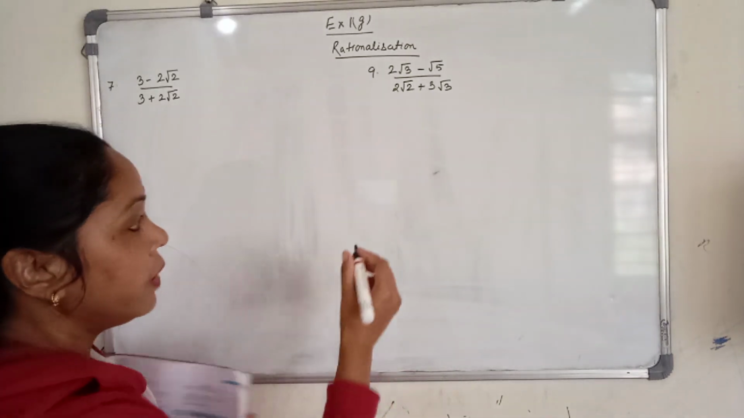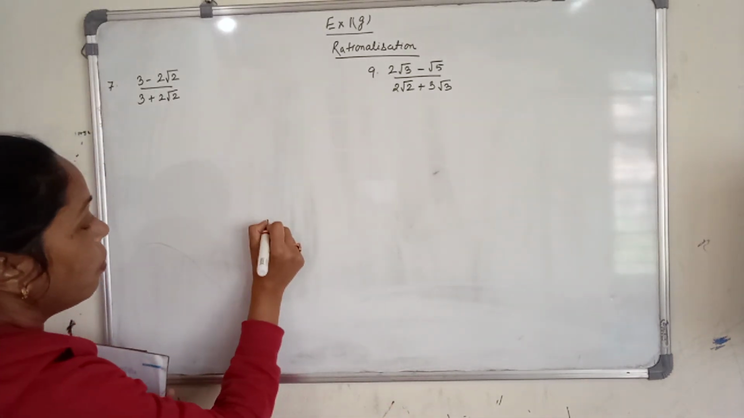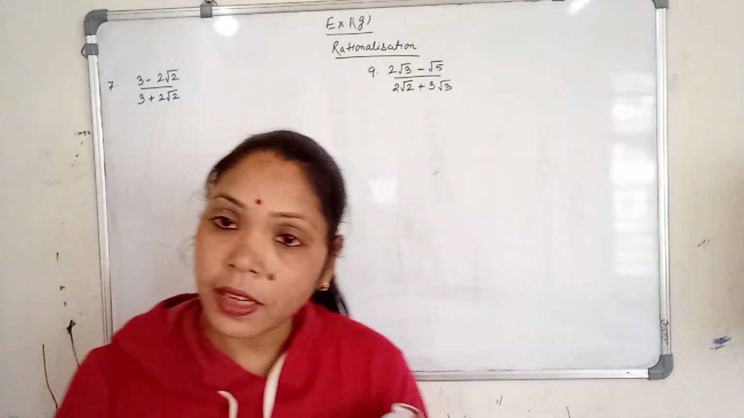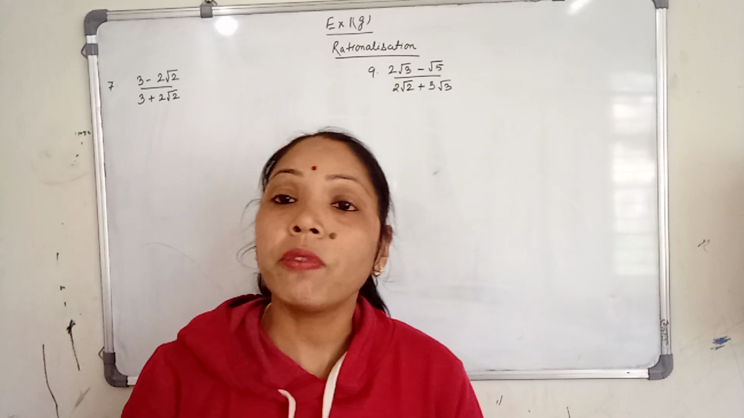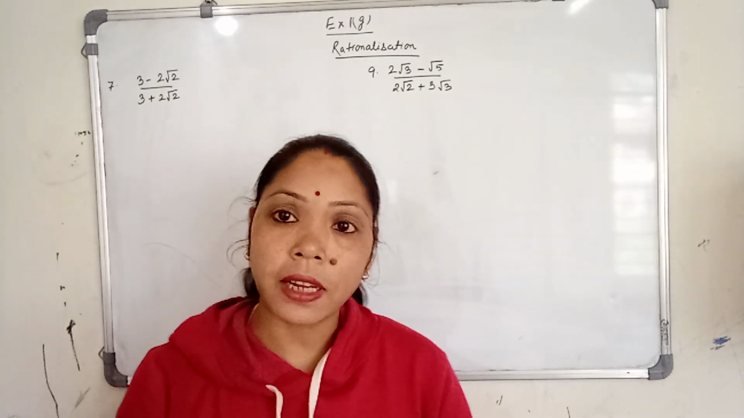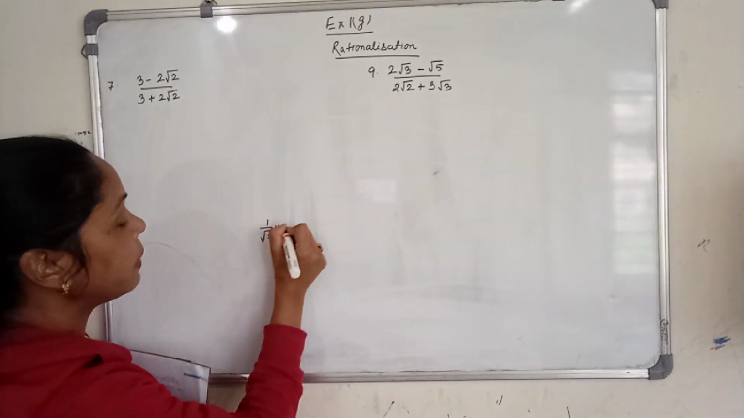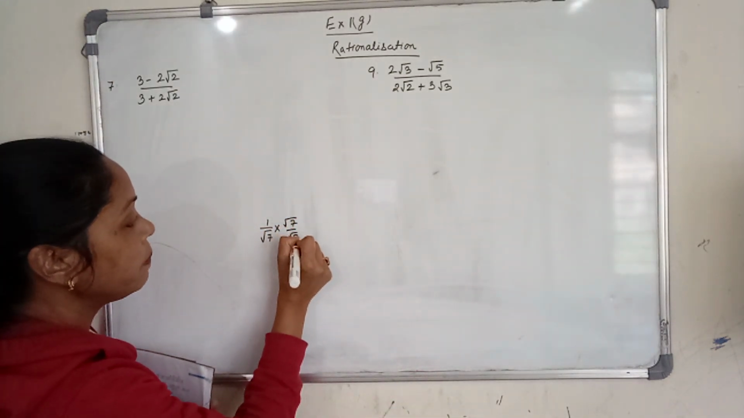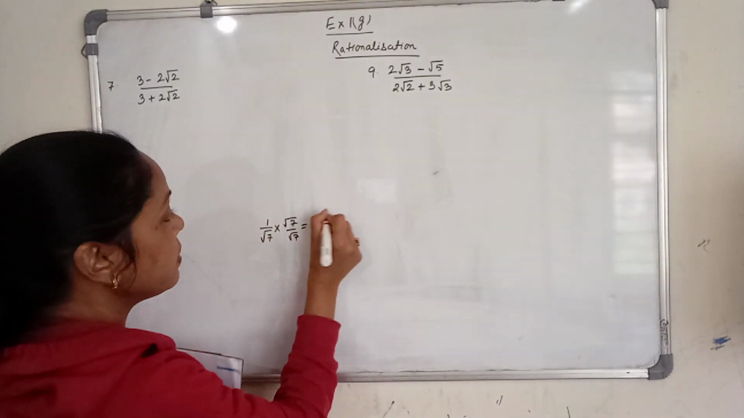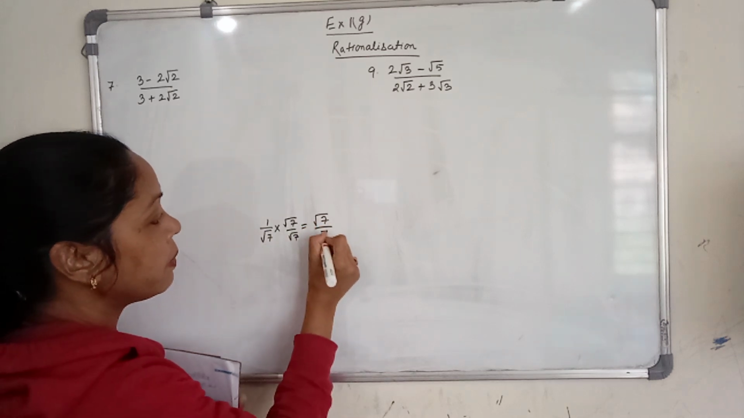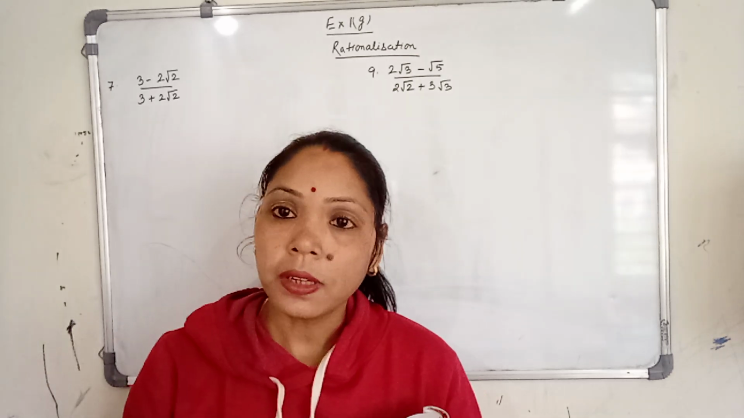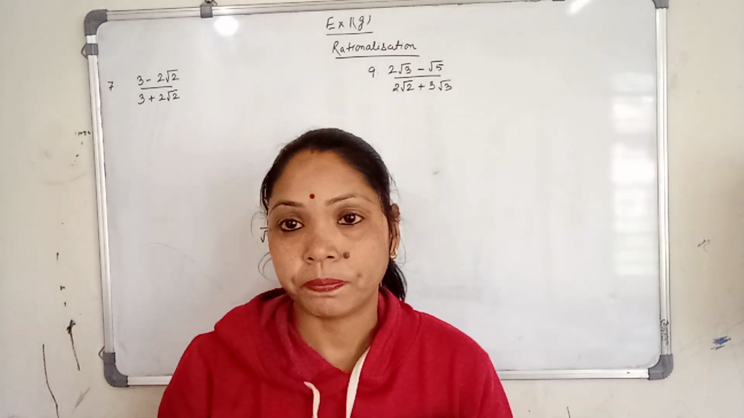For example, if you have the number 1 by root 7. Now root 7 is your irrational denominator. We want to make it a rational denominator. So to make the denominator rational, we have to multiply and divide root 7 in numerator and denominator. So this one becomes root 7 by, and root 7 times root 7 will be 7. Now 7 is the number which is your rational number.